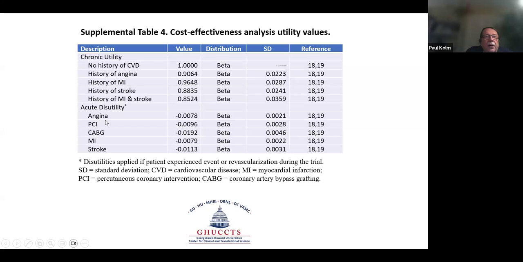The disutility here indicates if they have one of these during the trial. Remember, this is history up here, but if they have one of these during the trial, then we subtract this amount from their quality adjusted life years. And again, that's coming from the literature that deals with the costs of things. And that's one thing about cost-effectiveness analysis: you have to be very specific about what you're basing your costs on or where your estimates are coming from.